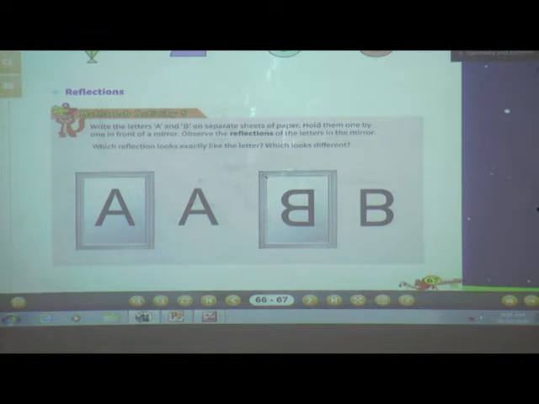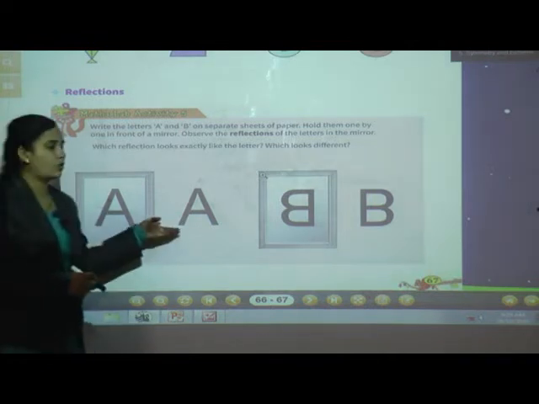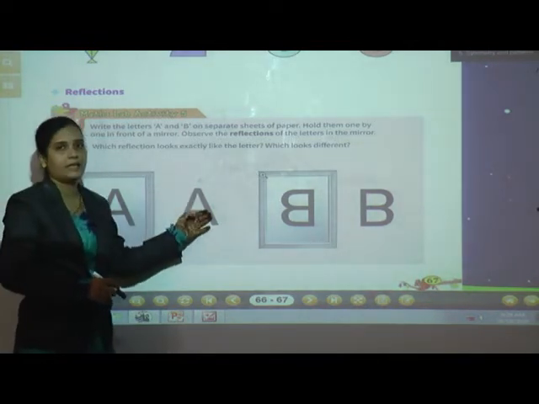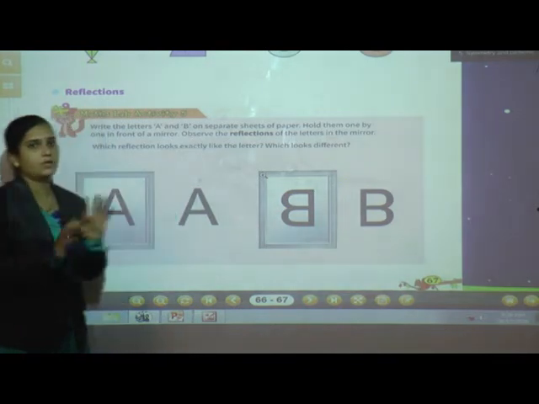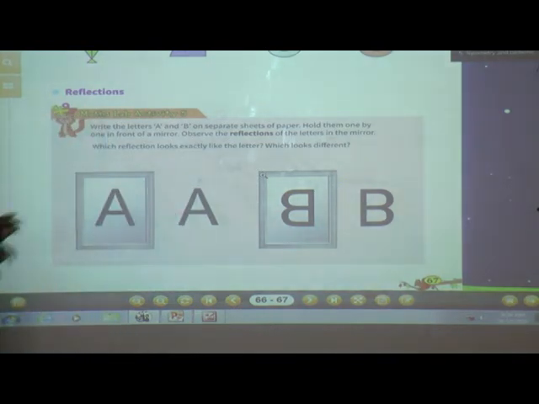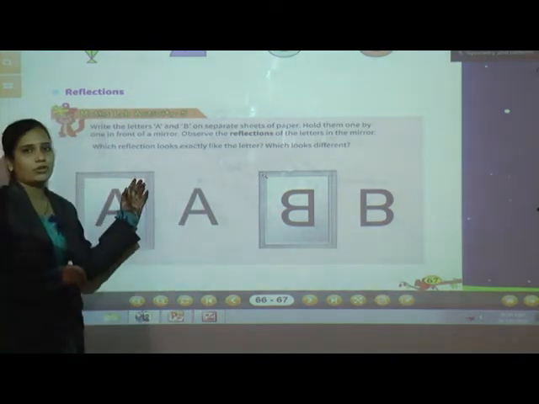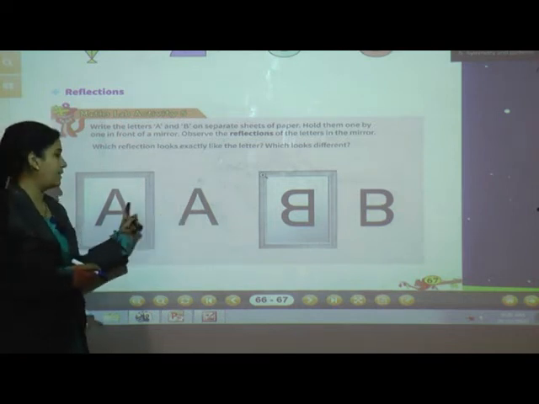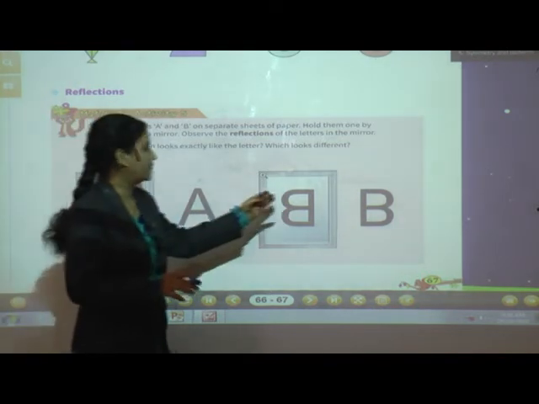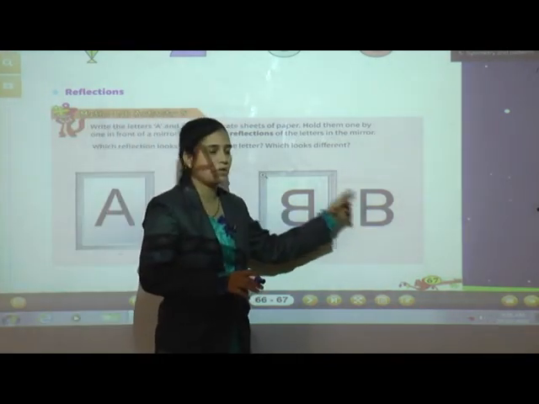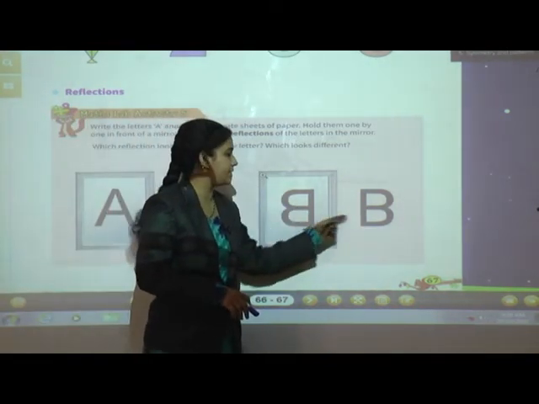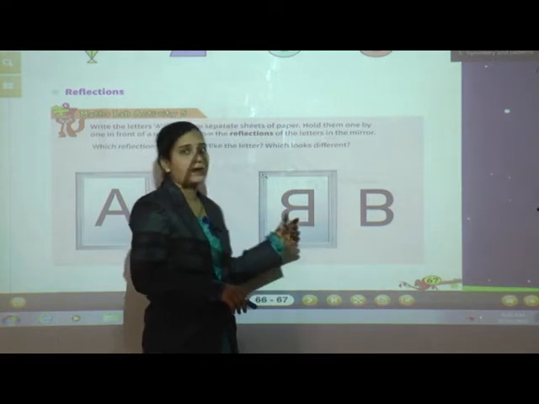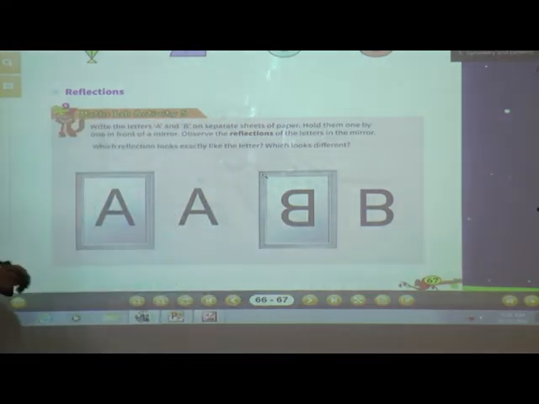So students, you can do this at home also. Just write A and B on different sheets. Just hold the letters in front of a mirror. So you will get a different shape. A will look the same, but B will look different. This figure is called a mirror image. What we call a mirror image, we also call a reflection.